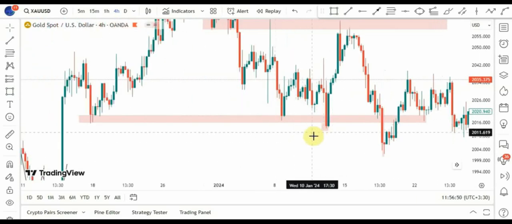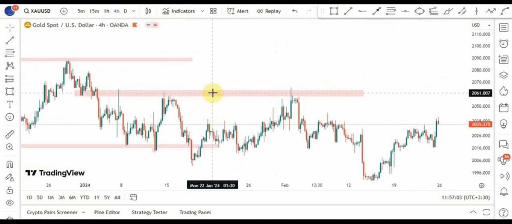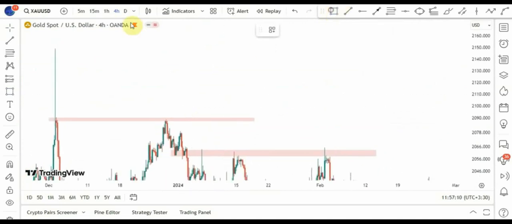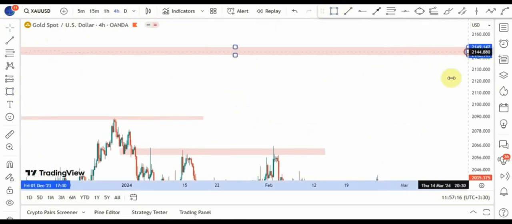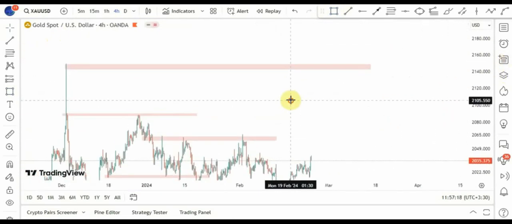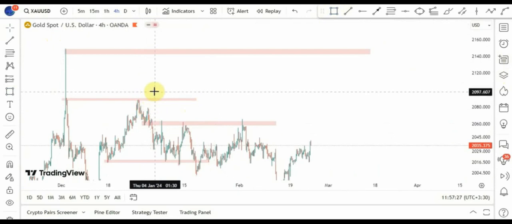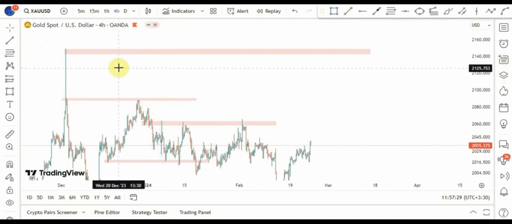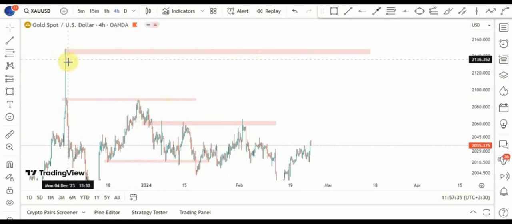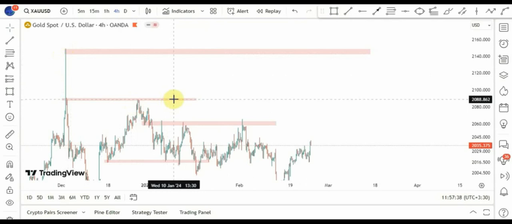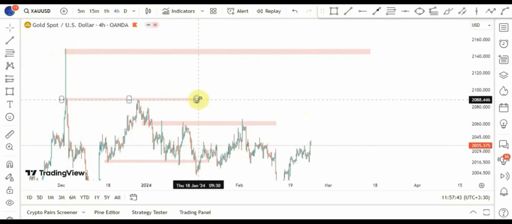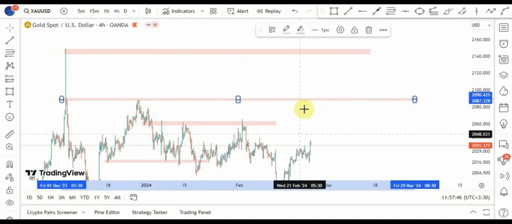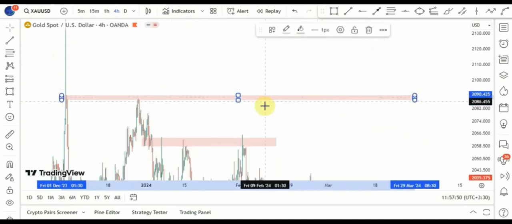So let's move forward. Till now, we have two very important zones. One is here, 2150. The second one is here, 2090. The first one has been touched only once, this is the first touch. The second one, 2090, has been touched only once. So this zone is a valid zone. If the price comes up, this zone will be a resistance on the way.